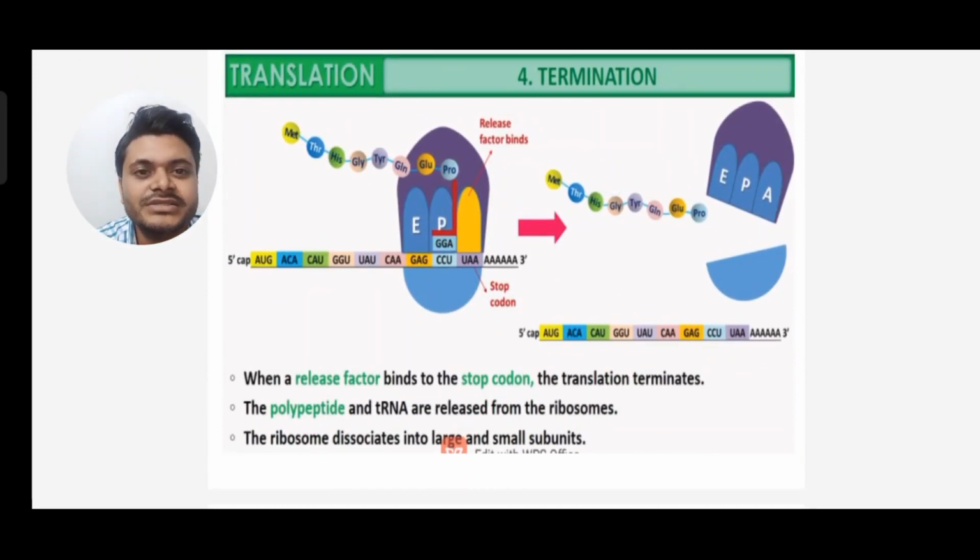In termination, when a release factor binds to the stop codon, the translation terminates. The polypeptide and tRNA are released from the ribosome. The ribosome dissociates into large and small subunits. You can see a release factor binds. The stop codon is always UAA, UGA or UAG. Here you could see one stop codon, UAA, where the release factor comes and binds, and you can see a polypeptide chain, and all the subunits, smaller, larger, mRNA, are removed and scattered.